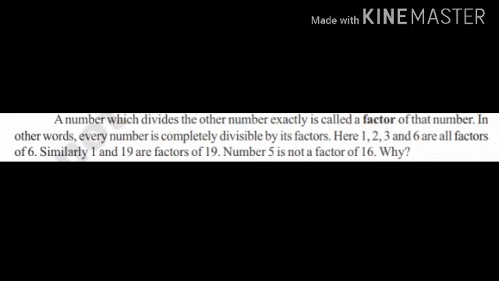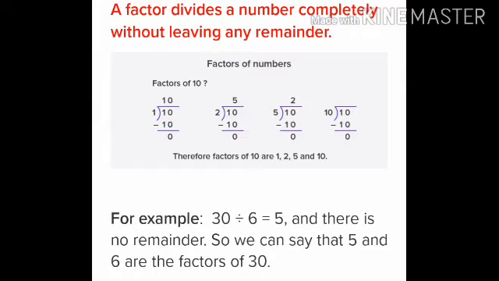We can say the definition of factors another way. A number which divides another number exactly is called a factor of that number. In other words, every number is completely divisible by its factors. Here 1, 2, 3 and 6 are all factors of 6. Similarly, 1 and 19 are factors of 19. Number 5 is not a factor of 16 because 16 is not divisible by 5. A factor divides a number completely without leaving any remainder.